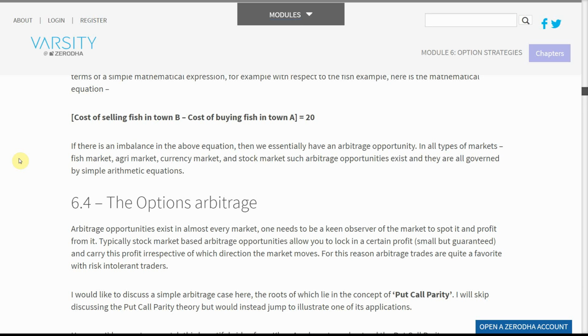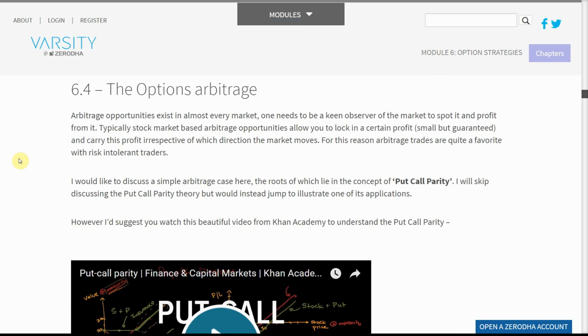6.4 The options arbitrage. Arbitrage opportunities exist in almost every market. One needs to be a keen observer of the market to spot it and profit from it. Typically, stock market-based arbitrage opportunities allow you to lock in a certain profit, small but guaranteed, and carry this profit irrespective of which direction the market moves. For this reason, arbitrage trades are quite a favorite with risk-intolerant traders.